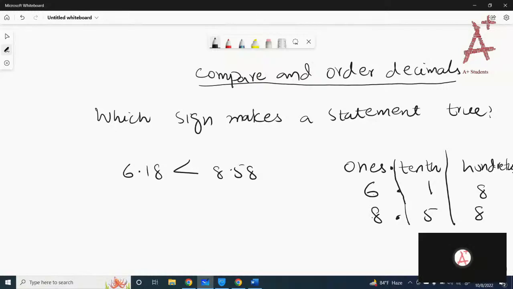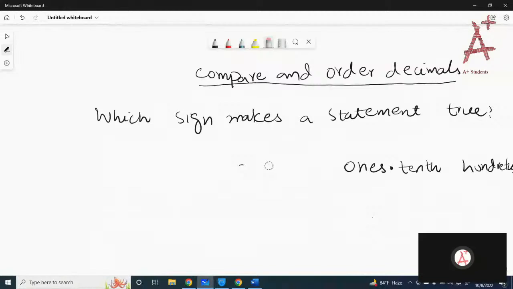Okay, let's start with another example. So the next one is, you have to compare 3.91 and 3.21. You need to see which one is greater and which one is smaller. You need to put a sign of greater than or less than. So just compare them, write them down. Just look at their place values.